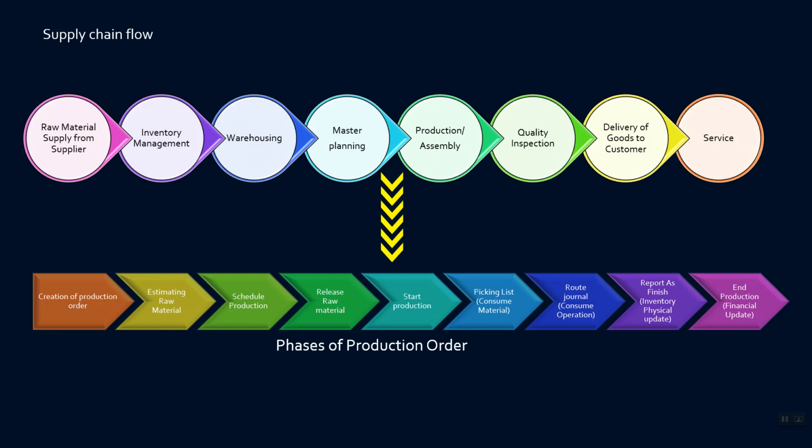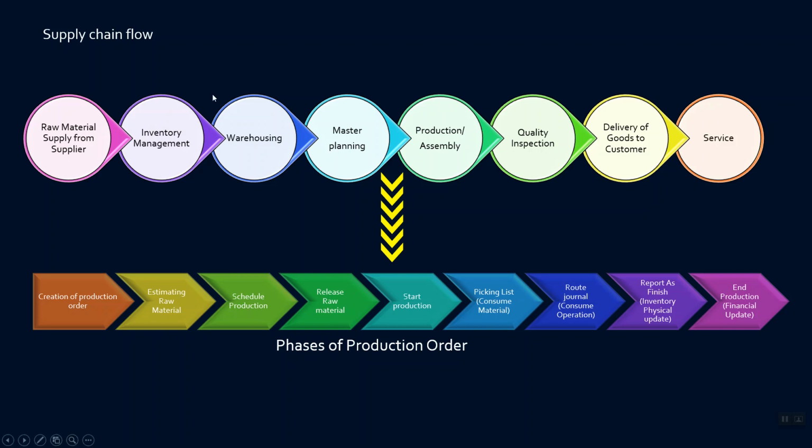So when you end that production order, the system at this phase updates the financial cost of that item. This is the common flow of each and every industry. Some people might skip some steps like scheduling, picking up the material, or posting the route hours, and so on.